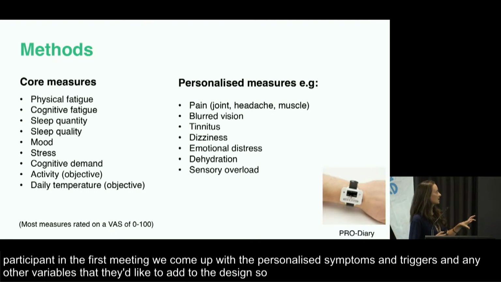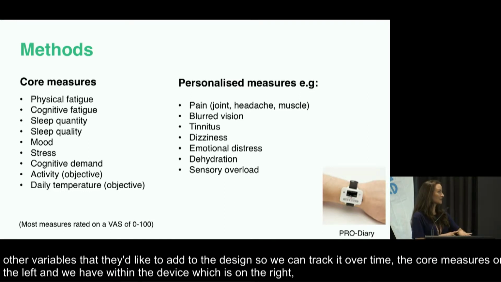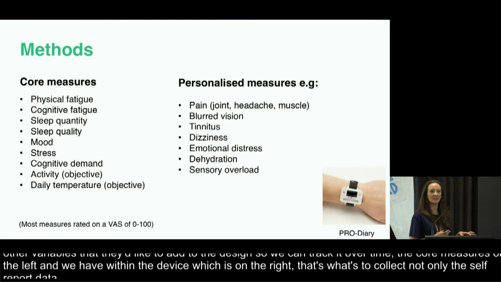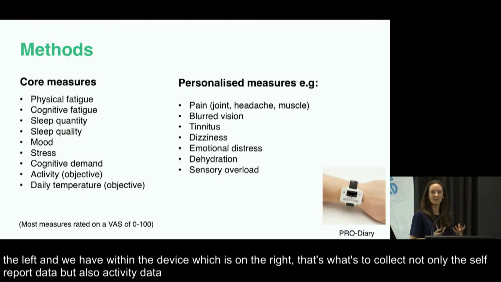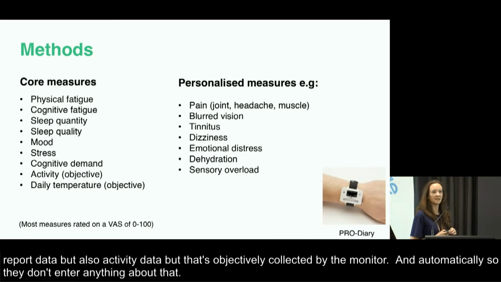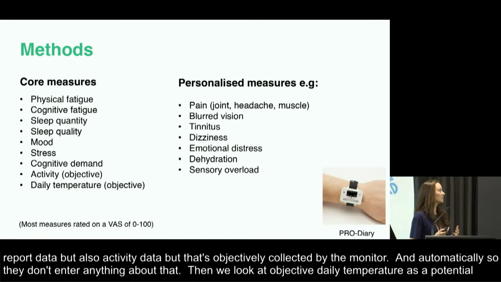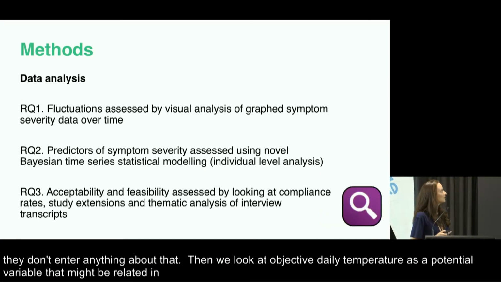As you can see, the core measures are on the left, and within the device, which is on the right, that's what's worn to collect not only the self-report data, but also activity data that's objectively collected by the monitor automatically, so they don't enter anything about that. And then we can look at objective daily temperature as well as a potential variable that might be related in some way, but another objective one.